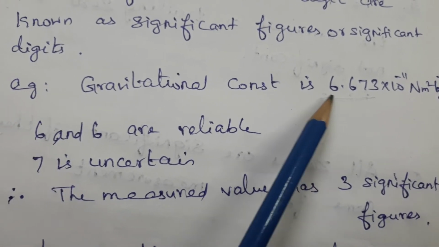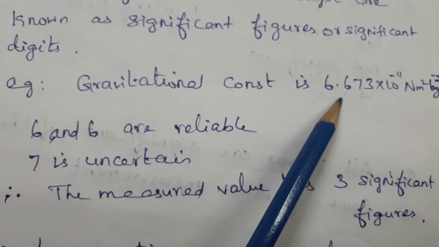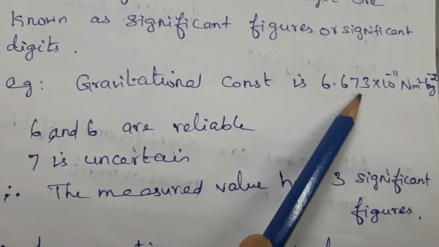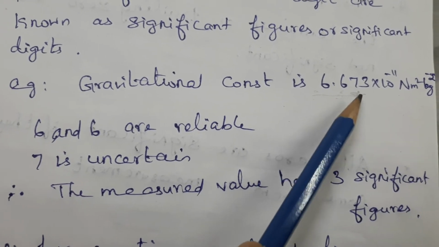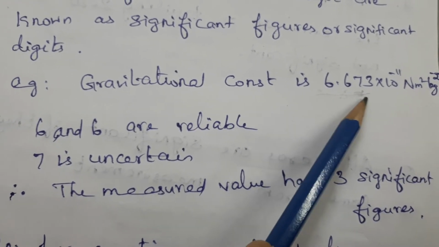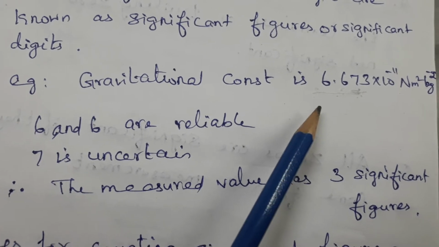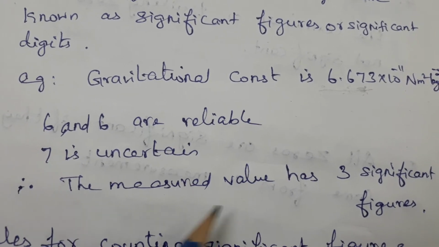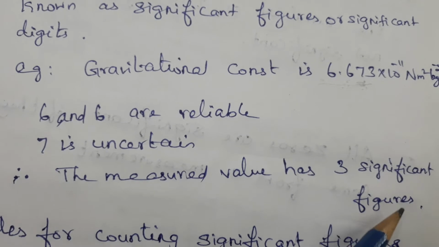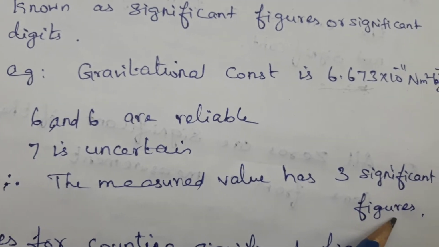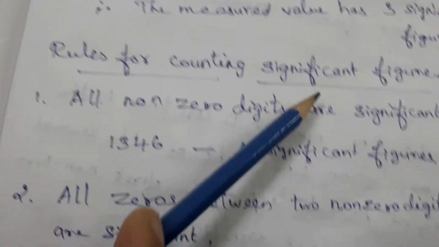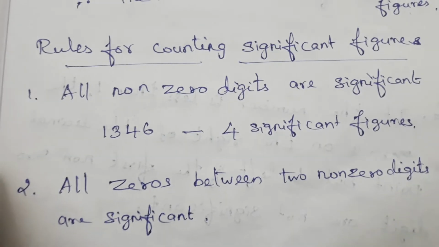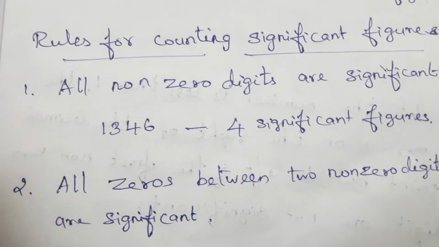The digits which are known reliably plus the first uncertain digit are known as significant figures. So here 6, 6, 7. These three digits are significant figures. So the measured value has three significant figures. Now let us see the rules for counting the significant figures. There are a few rules given in your book.